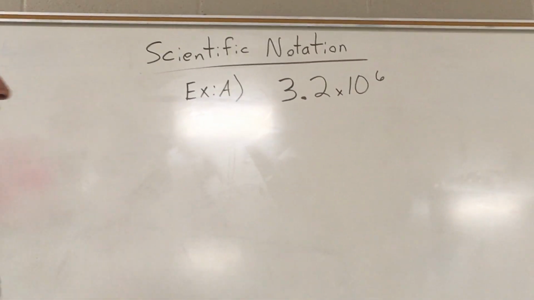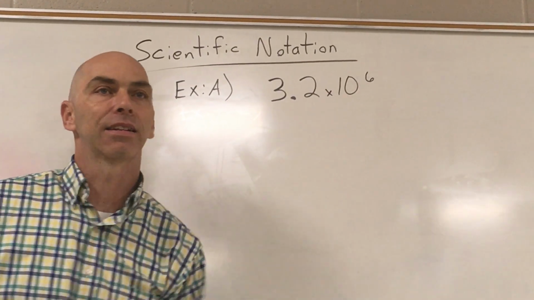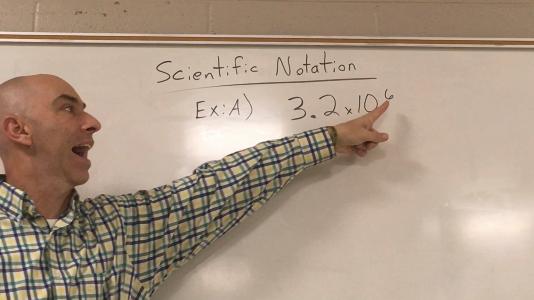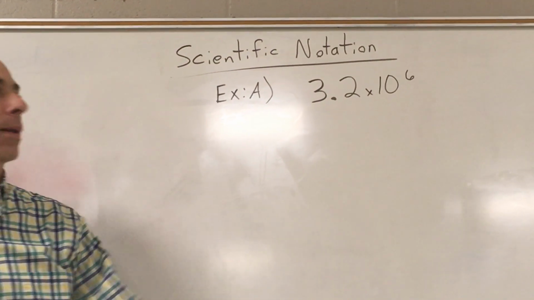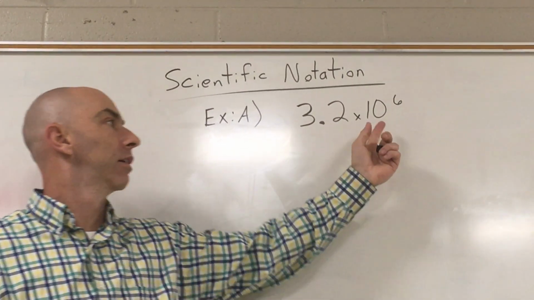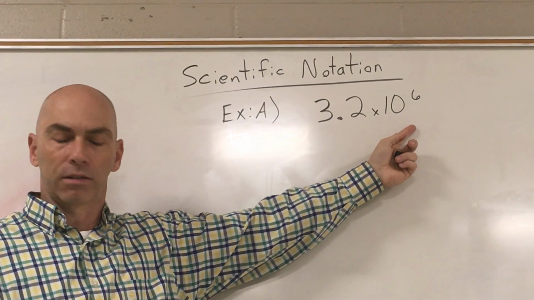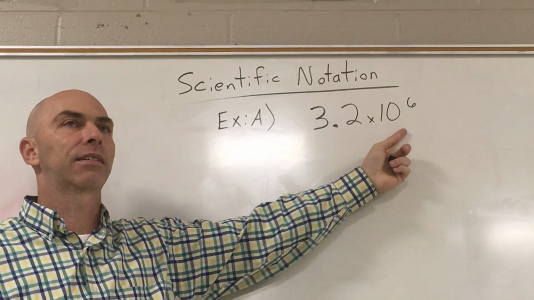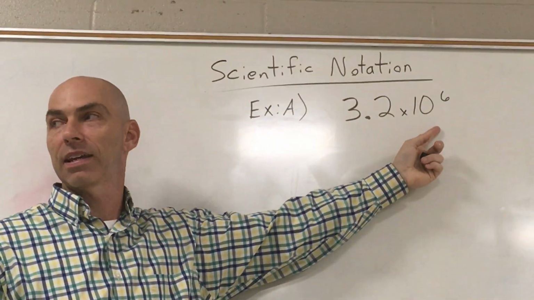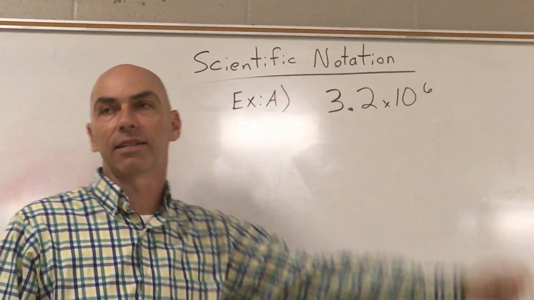So, if they give you 3.2 times 10 to the 6th power, this power right here tells you how many places to move the decimal. Now, if you think in your head, 10 to the 2nd power, how much is that? 10 times 10 is 100. Okay, 10 to the 2nd power is 100. So 10 to the 6th is going to be way bigger than that.